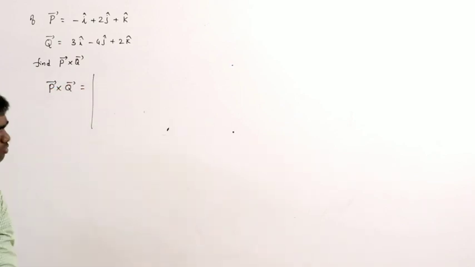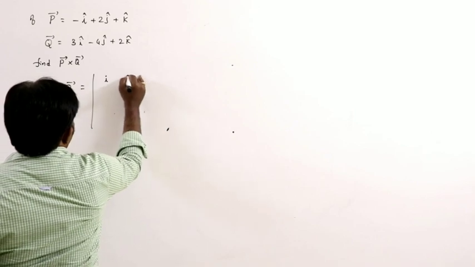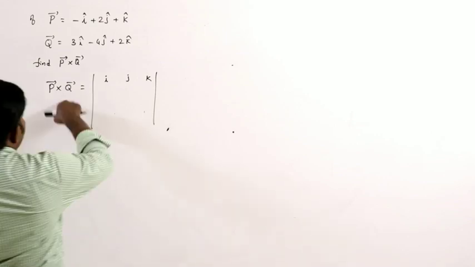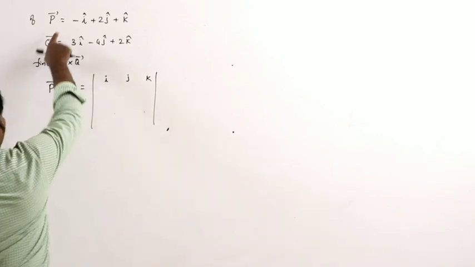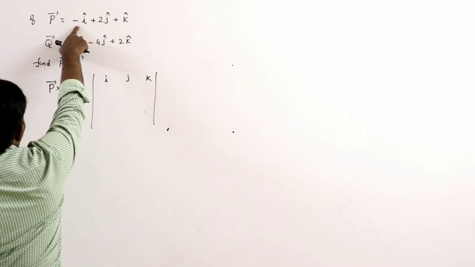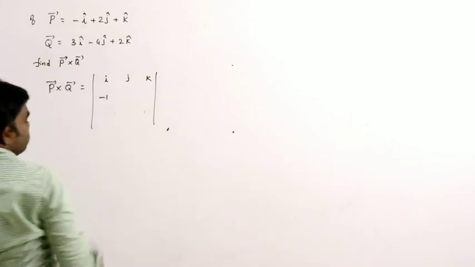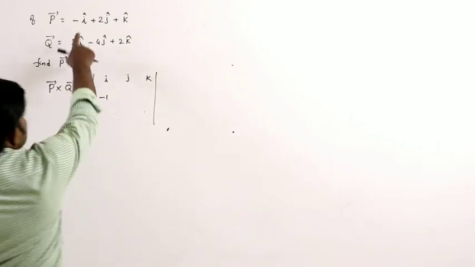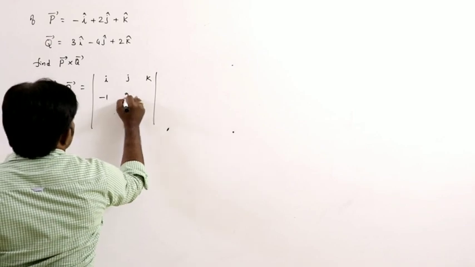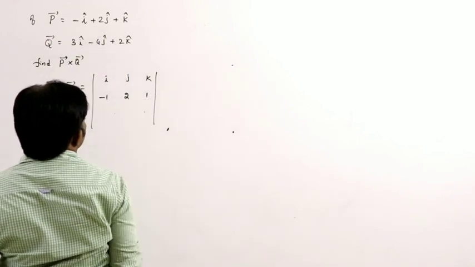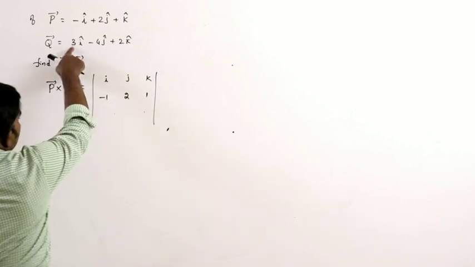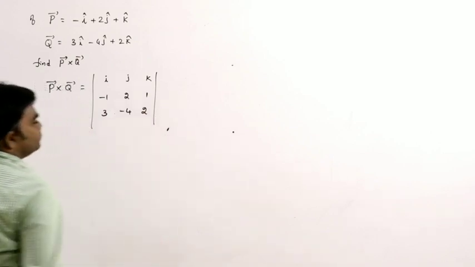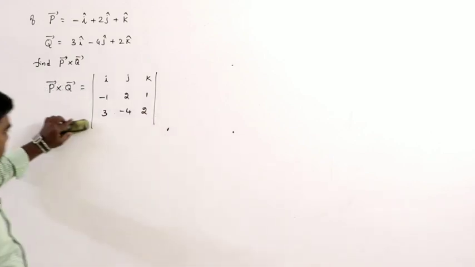What is the first row? By default, the first row is i j k. Second row, what is the first vector here? p bar. What are the components of p bar? What is the i multiple here? Minus 1. We can write with sign, either plus or minus, we must mention that. This is minus i, that means minus 1. j component 2, k component is 1. Next the second vector q bar: this is 3, next minus 4, and this is 2.